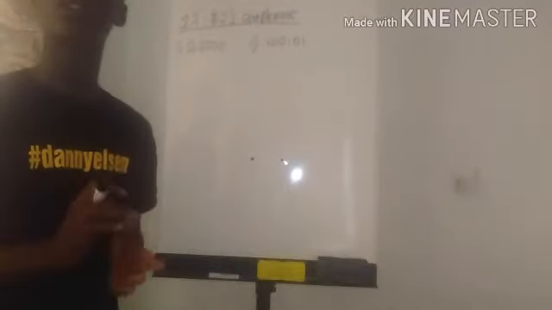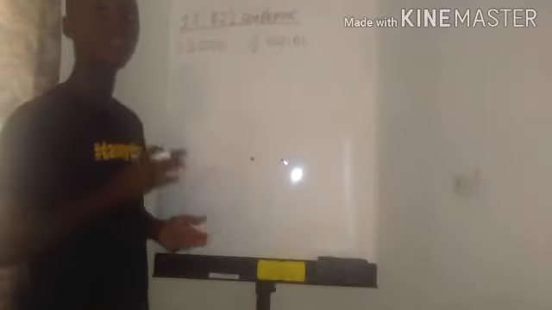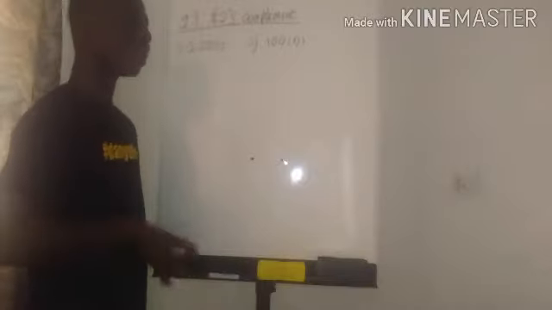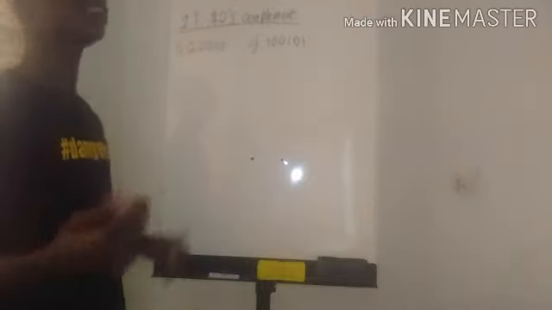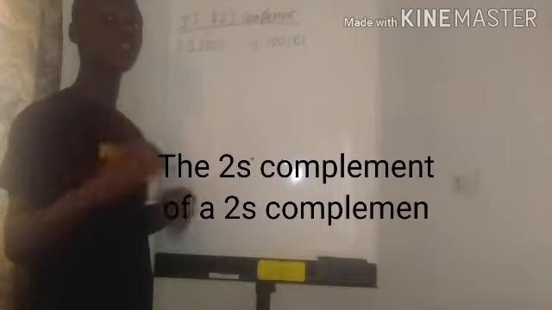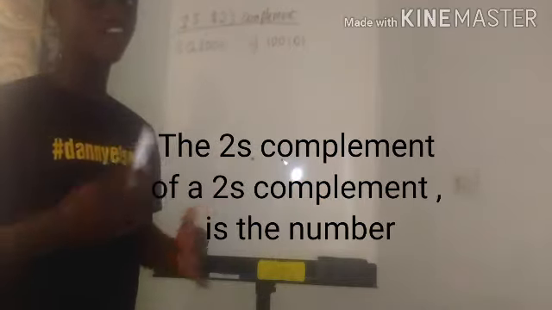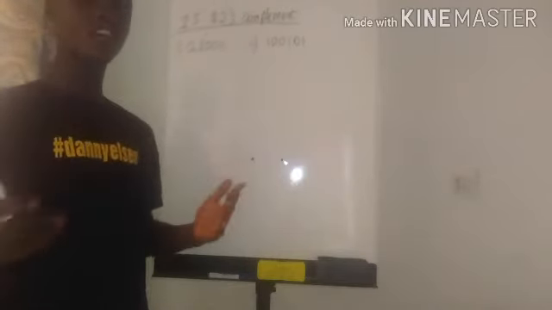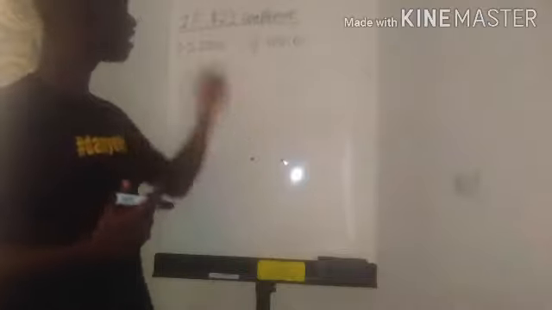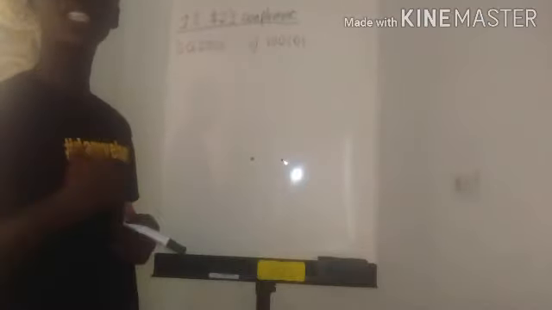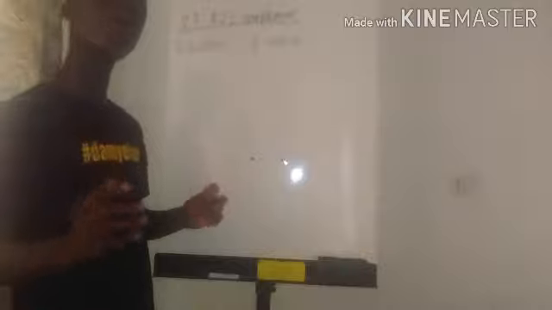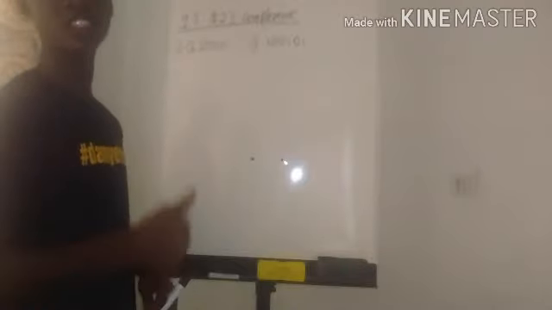And I'll give you a very short shortcut which you can use to get the ones and twos complement within one line. And another thing you need to know is that the twos complement of a twos complement is the number. If you want to know, make sure you watch to the end and you will find out. And if you are surprised or stunned by my proof, please give me a thumbs up.